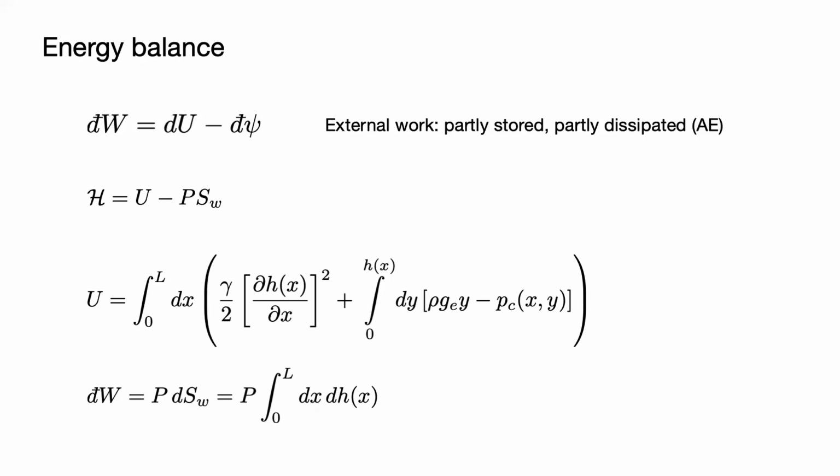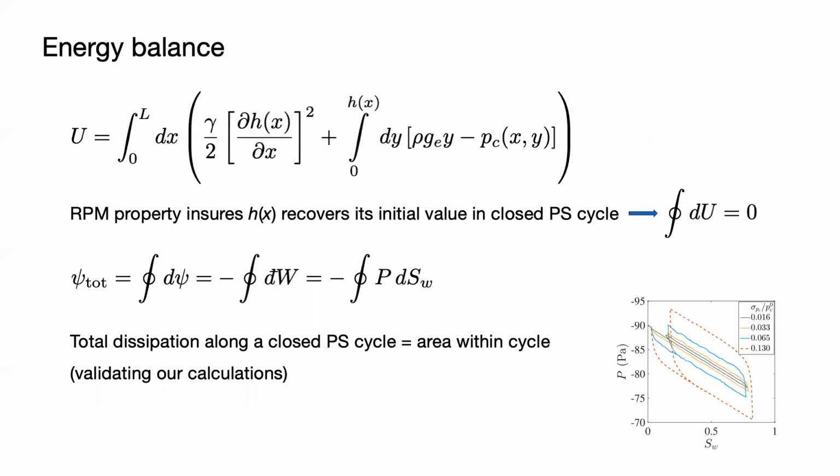Okay, and we also validate that analytically, and as I will show, you can validate it for the total cycle. So for the internal energy, we can show that this is a state function. Why is that? Because it only depends on lowercase h, the interface height. And we already showed that because of the return point memory, h always recovers its initial value in a closed cycle. So even if you start a second branch, you will always get to the same exact equilibrium configuration, the same h.